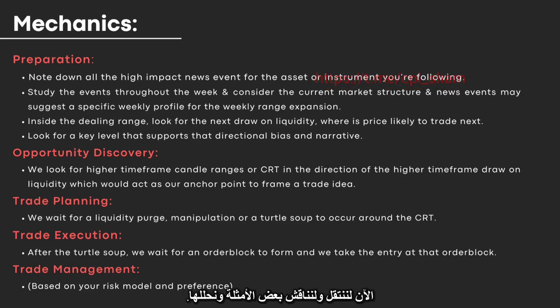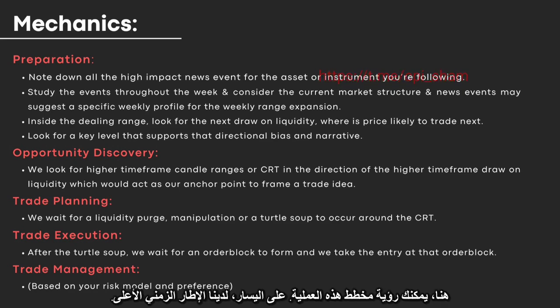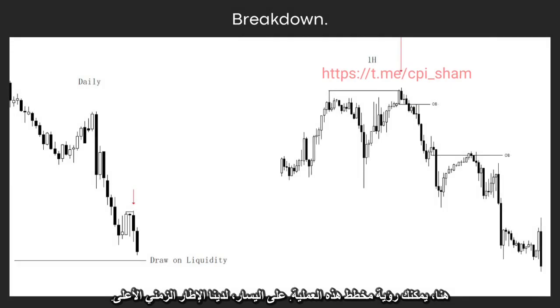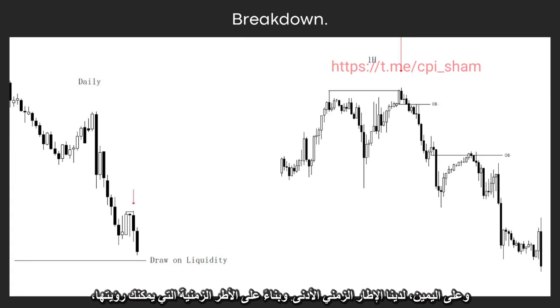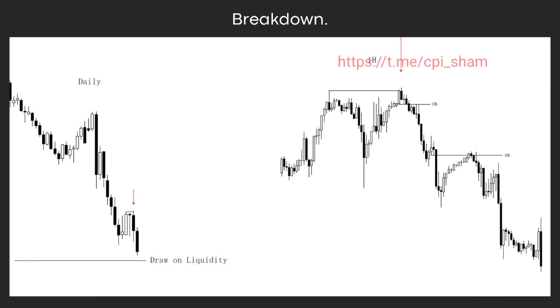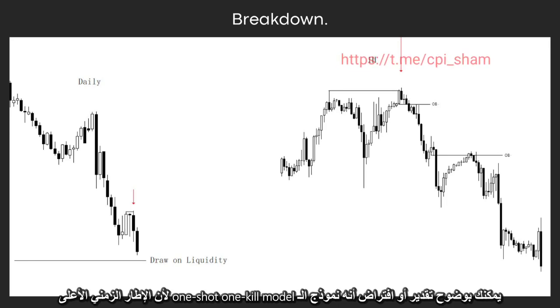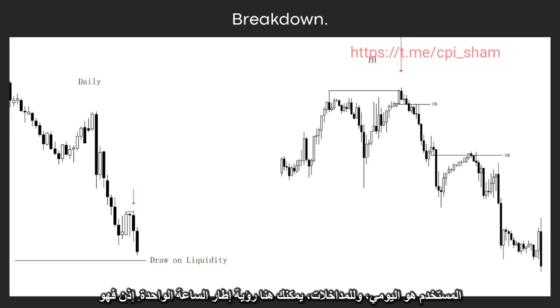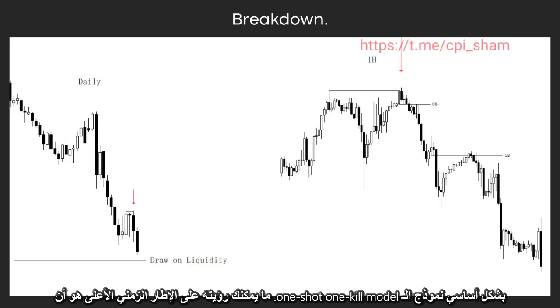Now let's move on and break down some examples. So right here you can see this price action chart. On the left we've got the higher time frame, and on the right we've got the lower time frame. Based on the time frames, you can clearly assume that it's the one shot one kill model, because the higher time frame used is the daily, and for entries here you can see the 1 hour time frame.